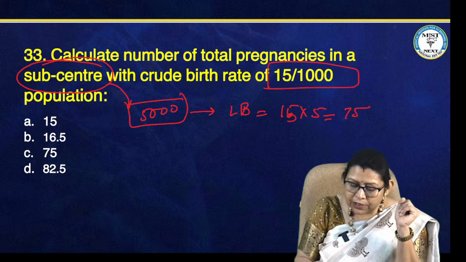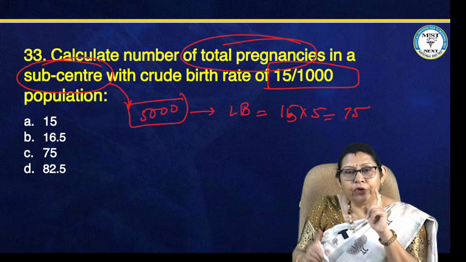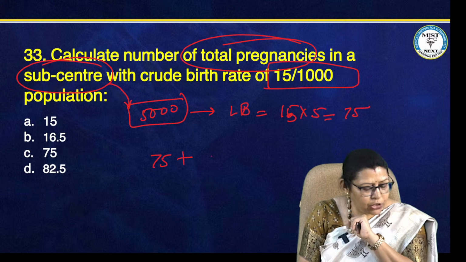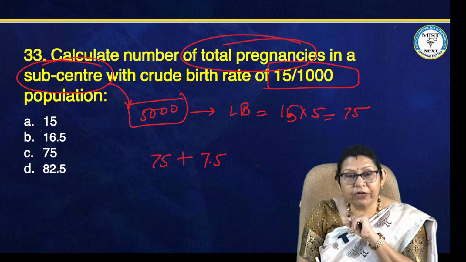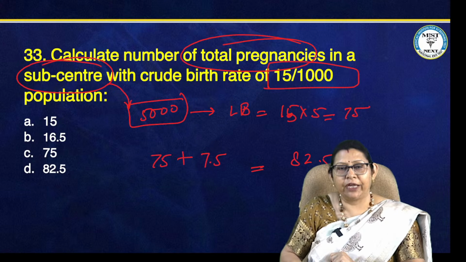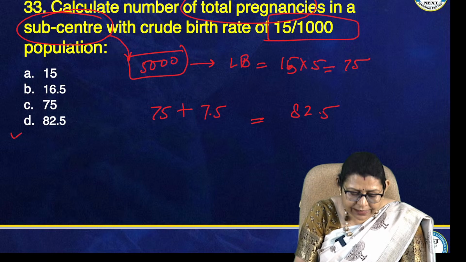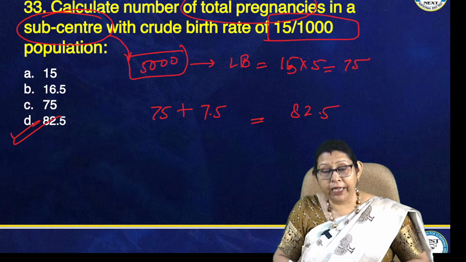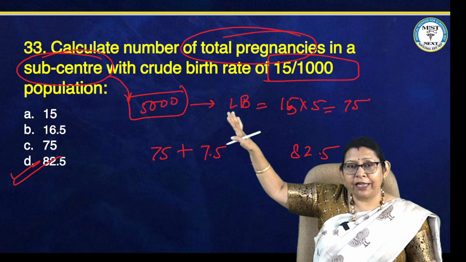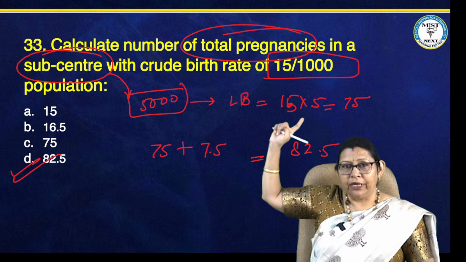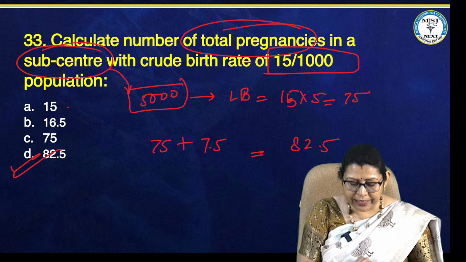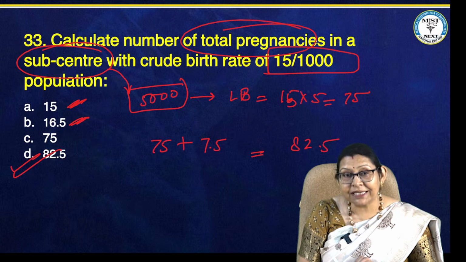Second is, total pregnancy में क्या करना है? You have to add 10% extra. So 75 में you have to add 7.5 extra and your answer is 82.5. So the correct answer is 82.5. ठीक है, तो यहाँ पे दो कैच हैं. One is you have to first find the live births in a 5,000 population and then you have to add 10%. अगर आपने directly 15 में add कर दिया 10%, your answer will be 16.5.